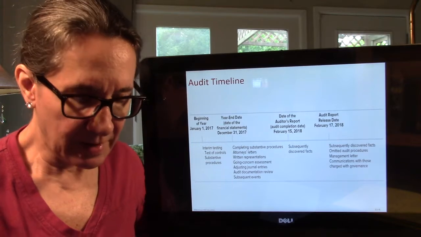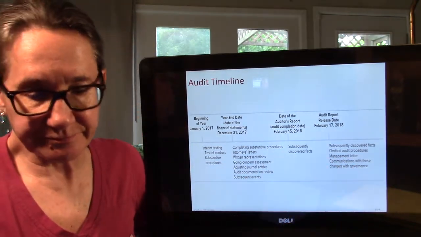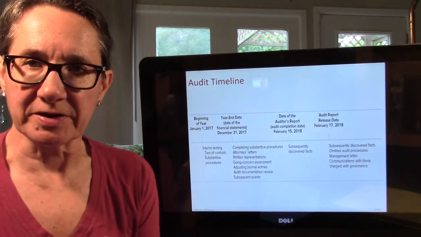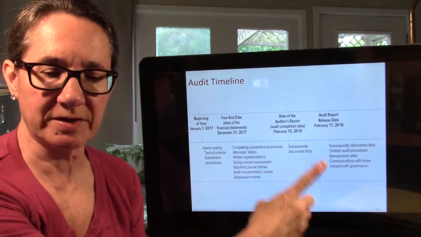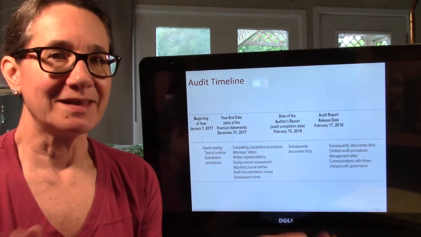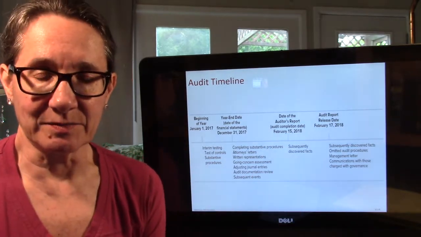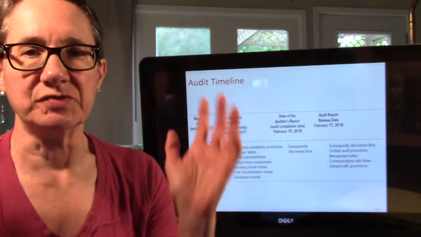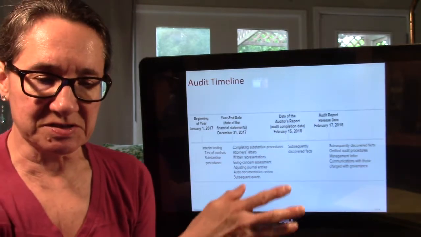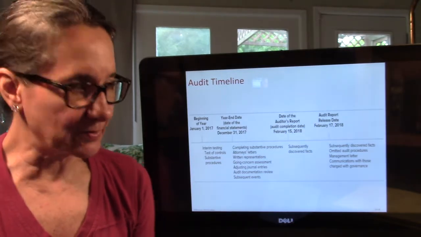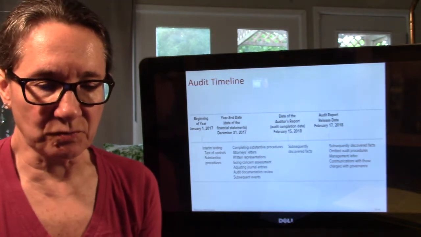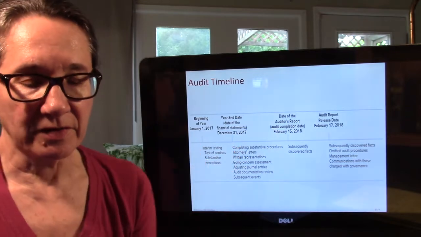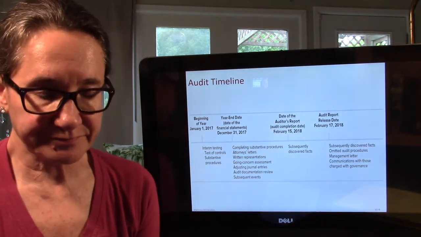Alright, so this is the audit timeline. You're auditing financial statements for a certain period, right? We're just going to say January 1 through December 31, but obviously it could be any period. You could be auditing a fiscal year that ends June 30, but we'll use January 1 through December 31 because that's pretty typical. So you've got your financial statement dates, and here's your period under audit, beginning of the year to end of the year. That's what you're auditing.